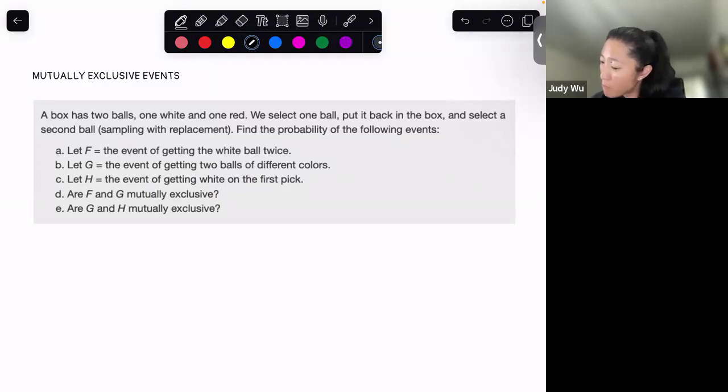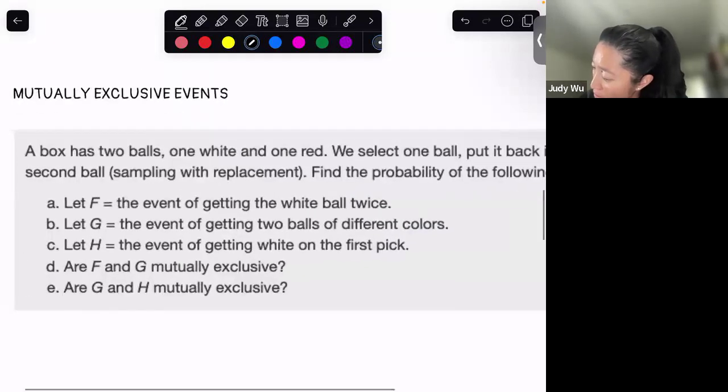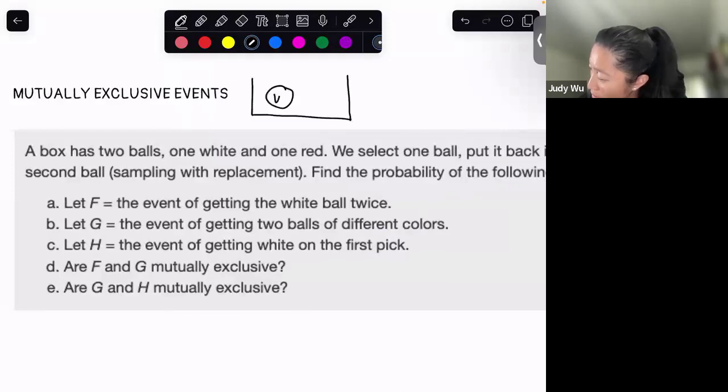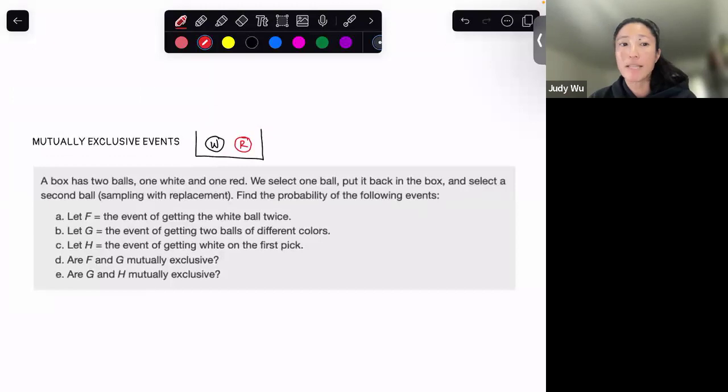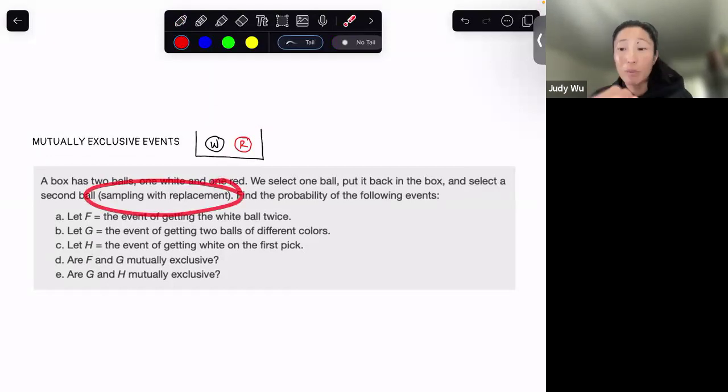So we've got a box with two balls. One is white and one is red. And so if I think about this, I've got a box and I've got two balls. One is white and then the other one is red. And so we select one ball, we put it back in the box and we select a second ball. This is what we mean when we say sampling with replacement. We take it out, we look at it, and then we put it back in.